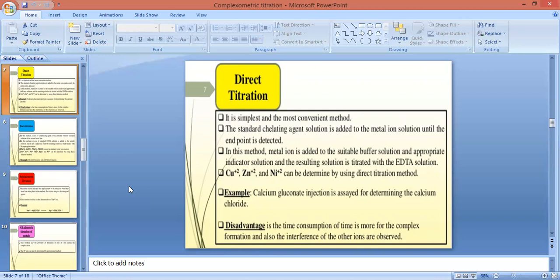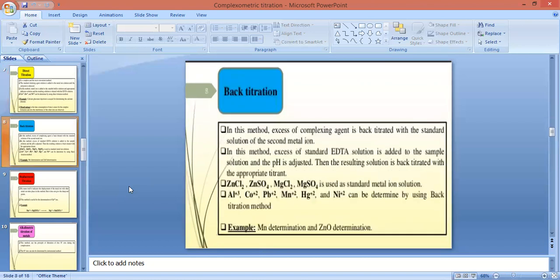So in case of direct titration, we are going to directly treat the metal ion with complexing agent. No extra reagents are required. Only metal ion, indicator and buffer are required in the conical flask, and the complexing agent we are going to add from the burette into the conical flask, until the endpoint has been reached. Second type of complexometric titration is the back titration.